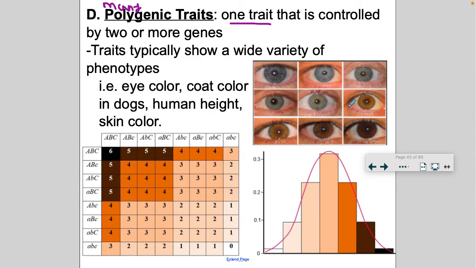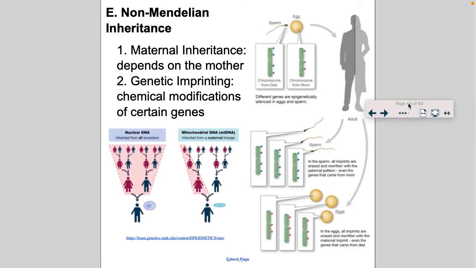As a result, you end up with a wide variety of phenotypes. For us, we have a lot of polygenic traits, like eye color. It's not just blue eyes or brown eyes. We have hazel eyes and just different variations of eye color. Coat color in dogs, human height is polygenic. Skin color, different skin tones, those are all examples of polygenic traits. So many genes for one trait.